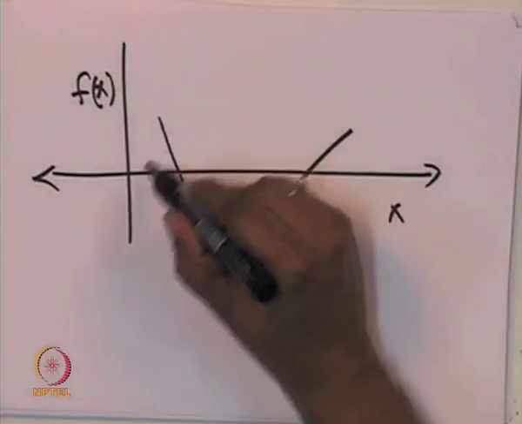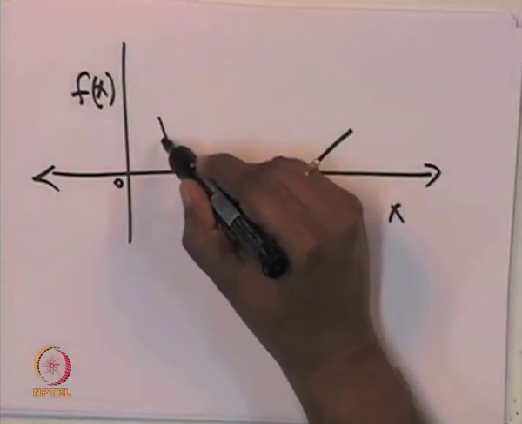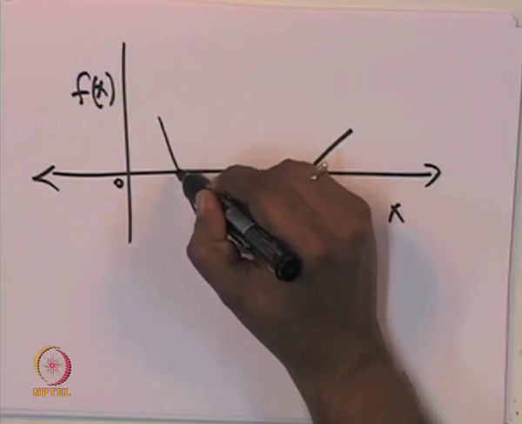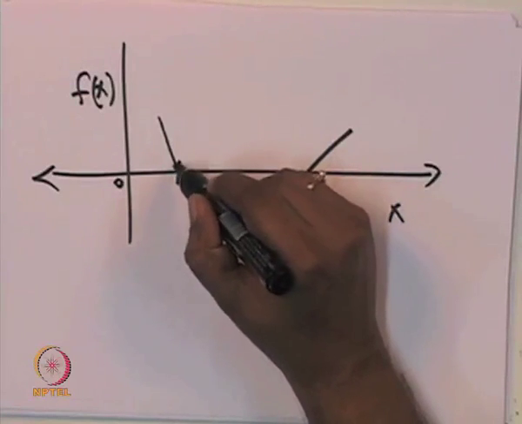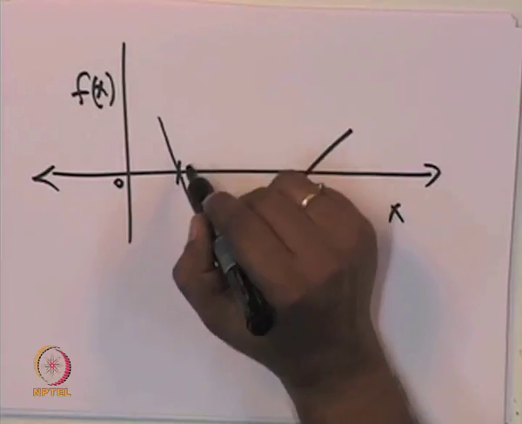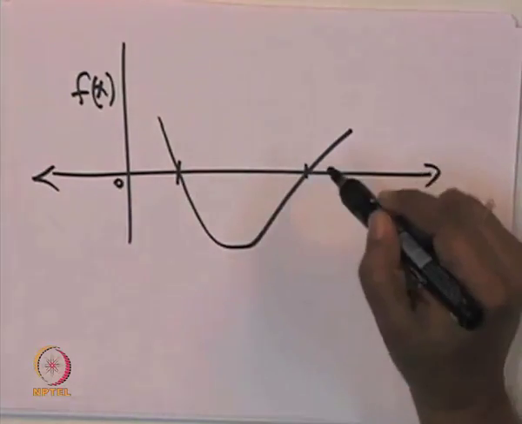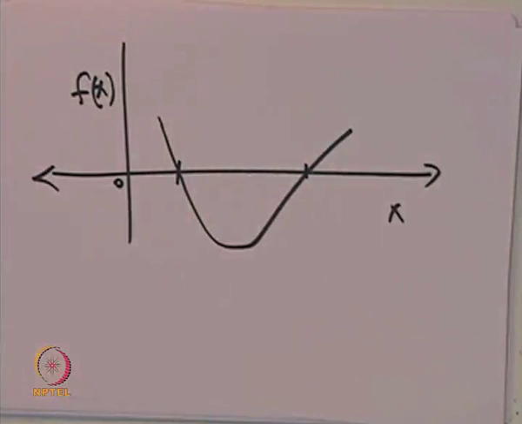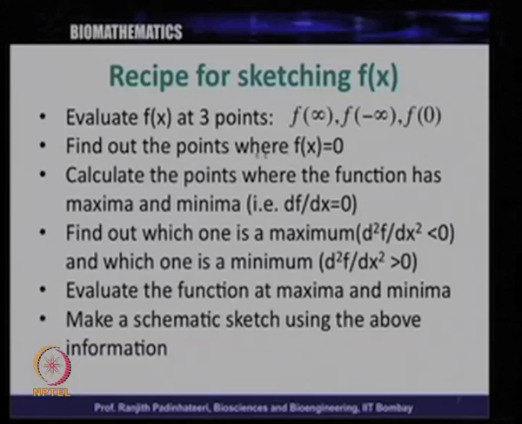If the function is touching 0 at some particular point, it is likely that it might cross 0 there. So, the second thing we do is find out the values at which it will cross 0, that is, find the points where f of x equals 0.